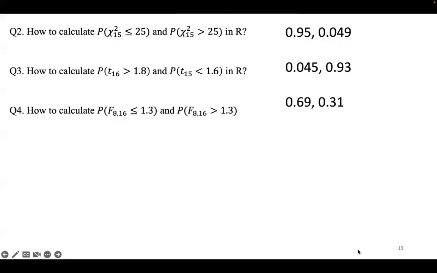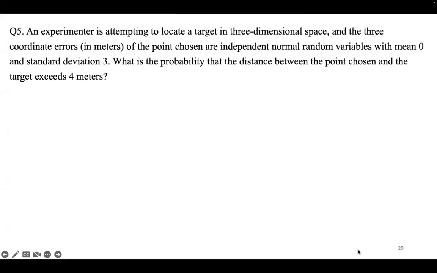All right. Now there are two more questions which are slightly non-direct. I would like to take a moment and discuss these. I think one or two of these is there in the assignment. I don't know if both of them are, but let's try and see this. An experimenter is attempting to locate a target in 3D space, and they have 3 coordinate errors. All right.